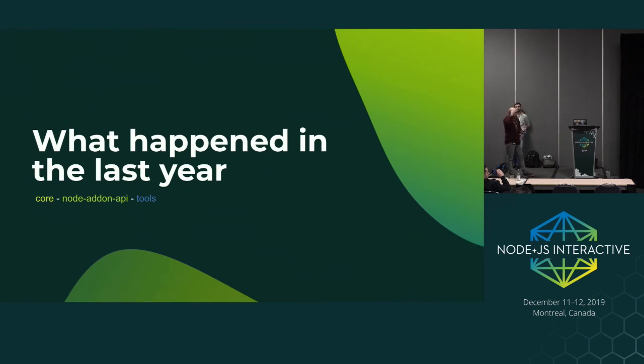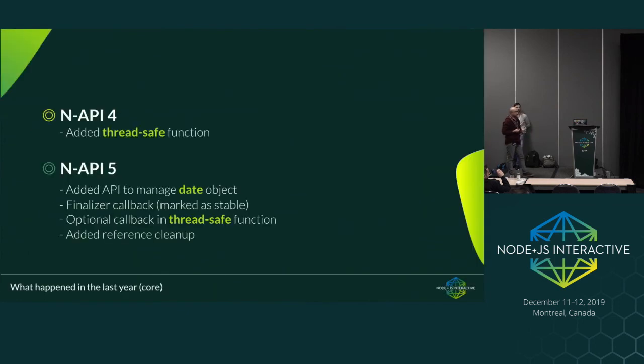We always work on improving N-API and the whole native add-on ecosystem, and I want to tell you what happened in the last year. We shipped two new versions of N-API. In N-API 4, we added thread-safe functions that help you call the main thread from an external thread. With N-API 5, we added the date object.